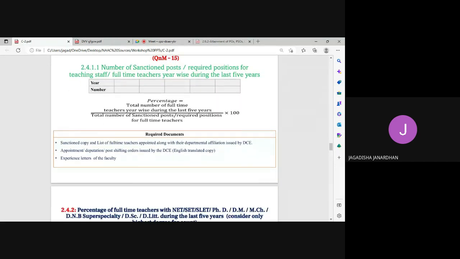And the percentage will be calculated like this: total number of full-time teachers year-wise during the last 5 years divided by total number of sanctioned posts. Required positions for full-time teachers will be taken as a base to calculate the percentage. Depending upon the percentage, the weightage will be allocated.